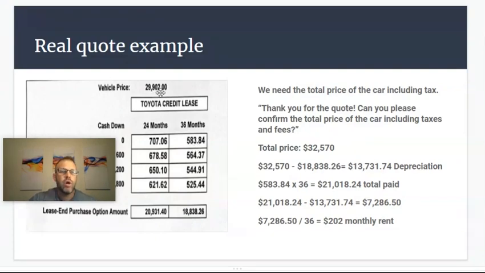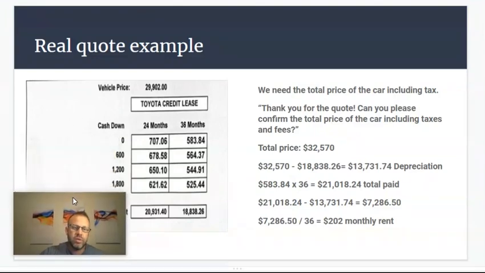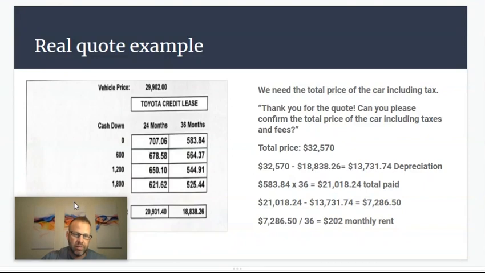Now, if you remember, we actually need the total price of the car, not just the residual value, not just the selling price. We need the price with the taxes, the fees, everything included, and they didn't give it to us. A lot of times when you get quotes, you'll get a full breakdown along the right-hand side that'll actually give you the selling price, MSRP, the total price. They call it the out-the-door price with all the fees included, and you'll see that.